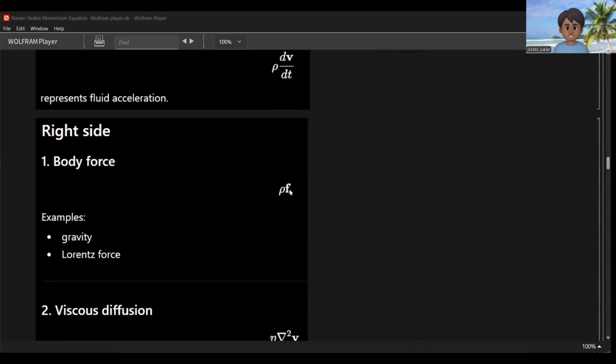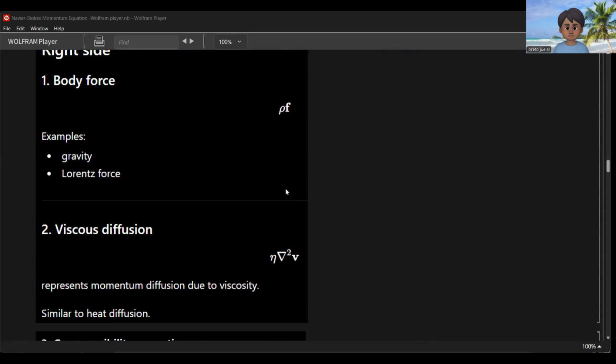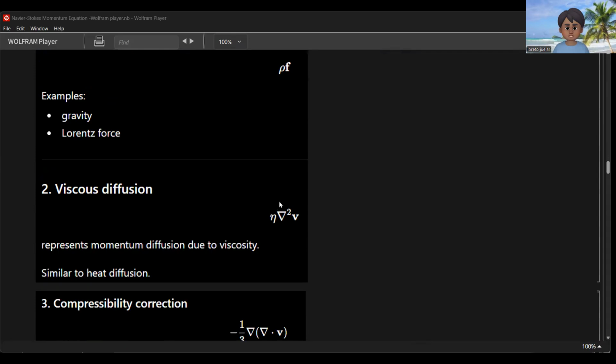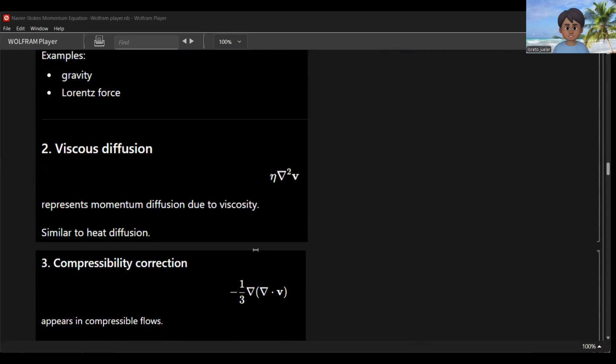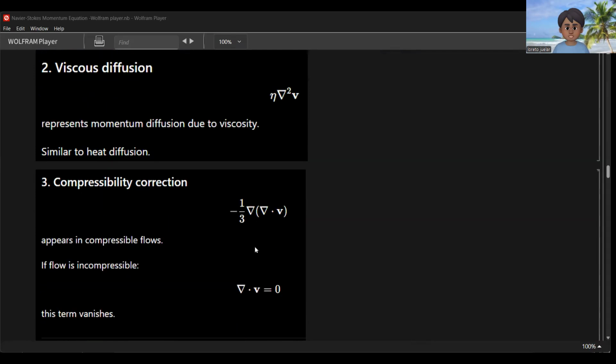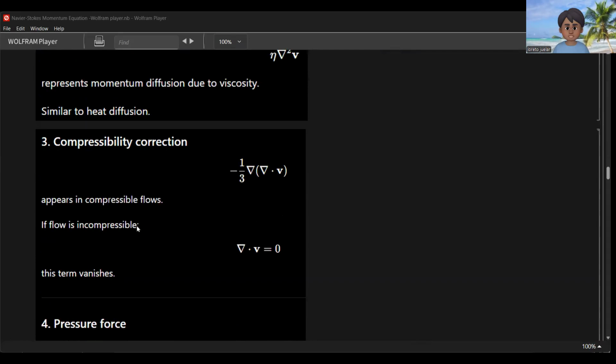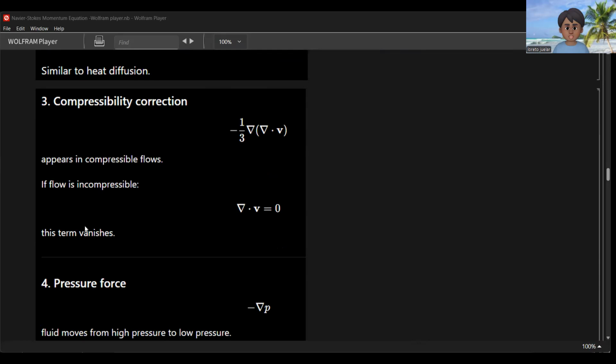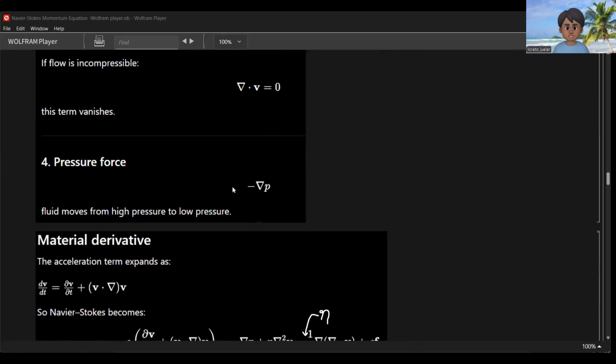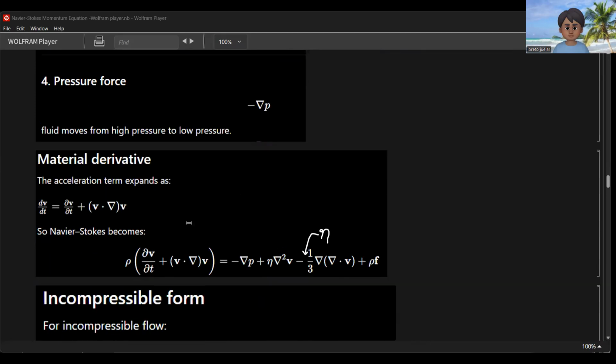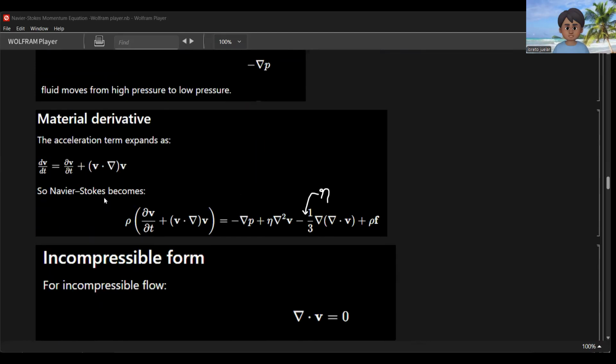So, the meaning of each term: this one is the fluid acceleration. On the right side, this is the body force. Then we have the viscous diffusion, which represents the momentum diffusion due to viscosity, similar to heat diffusion. We have the compressibility correction, which appears only in compressible flow. If the flow is incompressible, this term is equal to zero and vanishes. We have the pressure force, where fluid moves from high pressure to low pressure, and the material derivative.